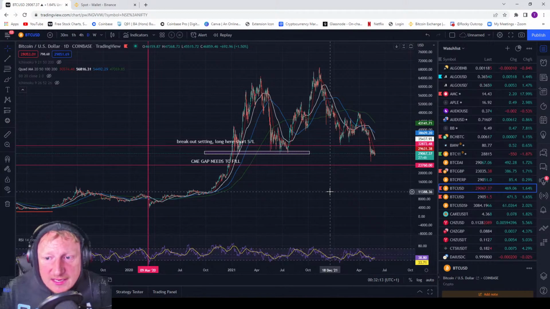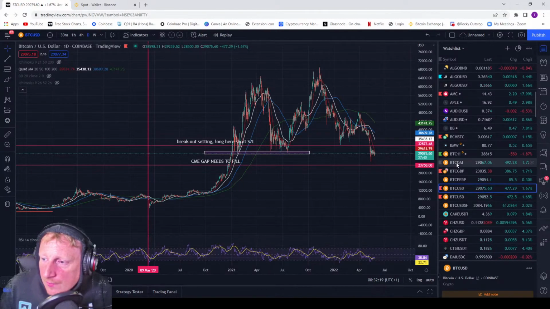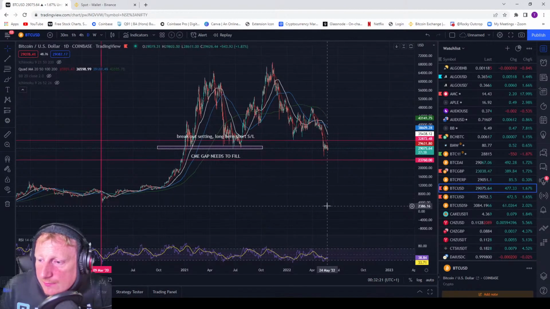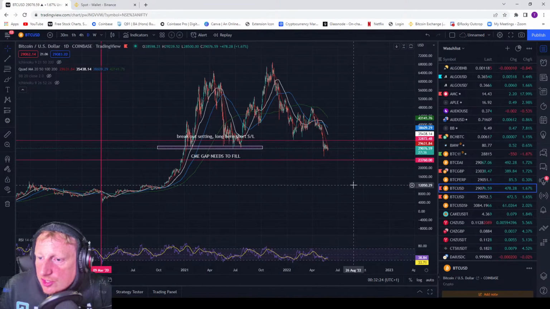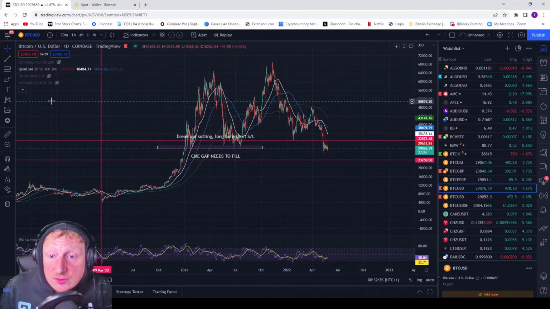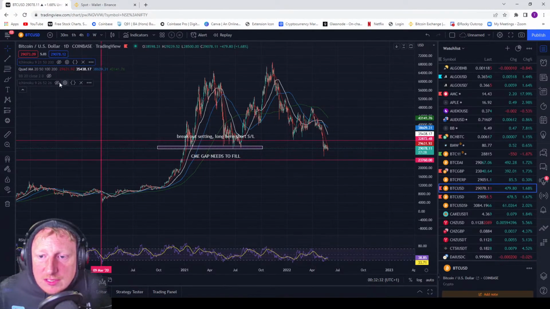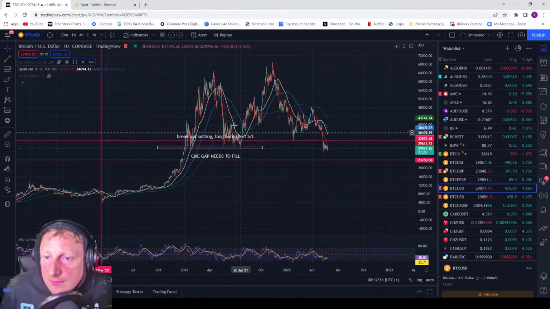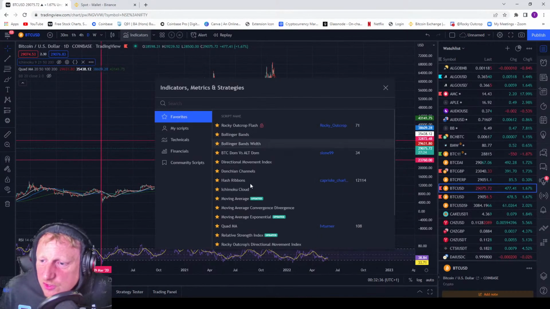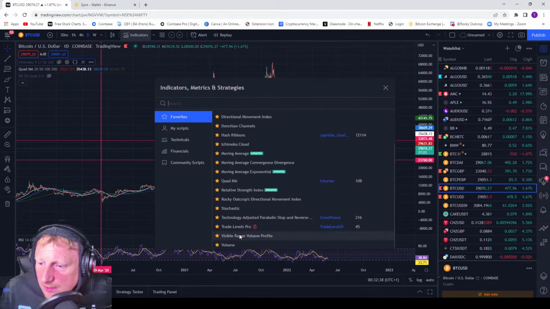All I'm doing at the minute is just hoping to help you guys understand Luna and what's going on with Luna. Okay, so yeah, here we go. So we've done that, and then the Ichimoku cloud. We've done the quads. We've done the Bollinger Bands. We've got two Ichimoku clouds on there, which I don't need, so that can come off.